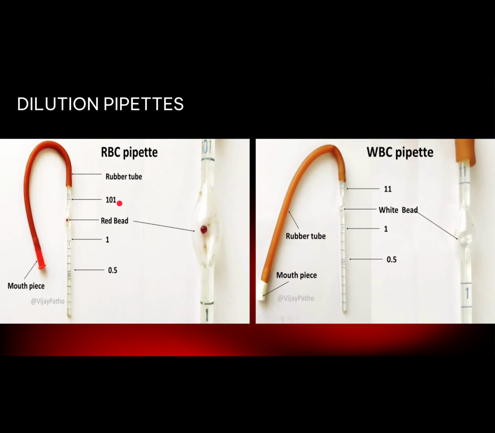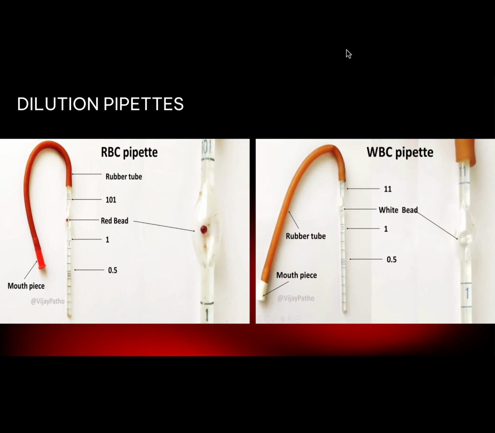Next, as you can see, the markings here at the top are different. For the RBC pipette, we have a 101 marking here. In the WBC pipette, you can see that the marking is 11. So those are two major differences between the red blood cell pipette and the WBC pipette. Next, in the red blood cell pipette, there is a red bead inside our pipette. And here in the WBC pipette, there is a white bead.